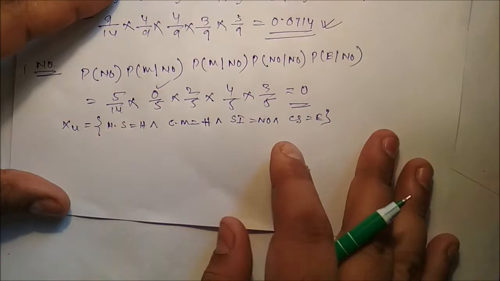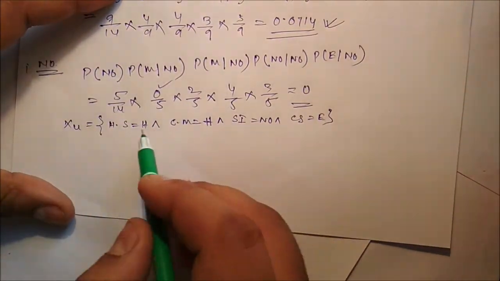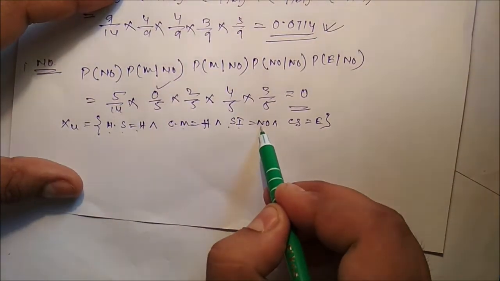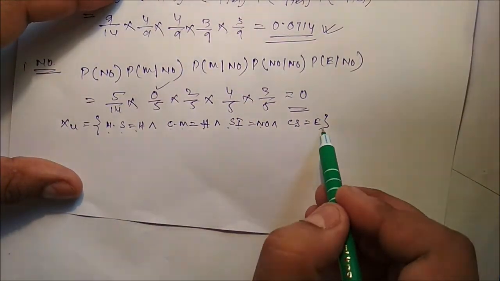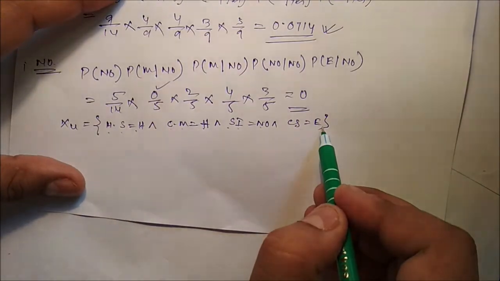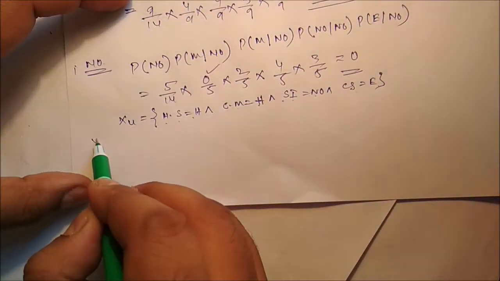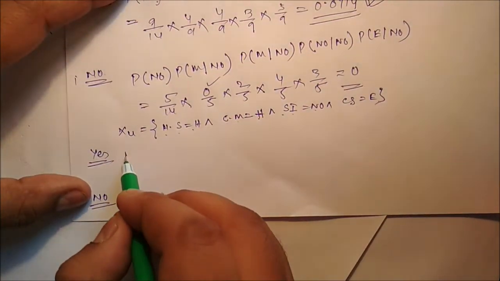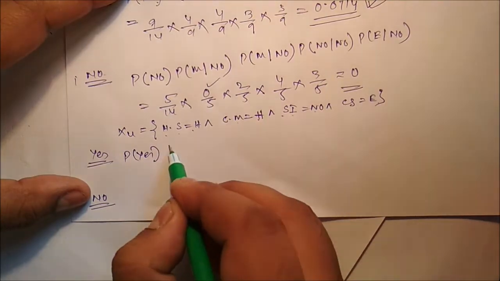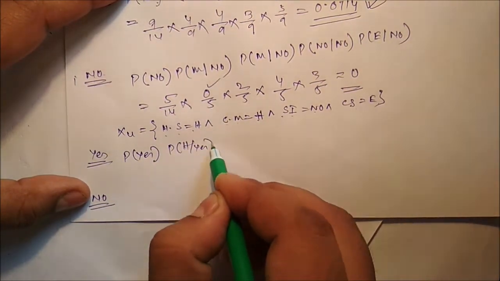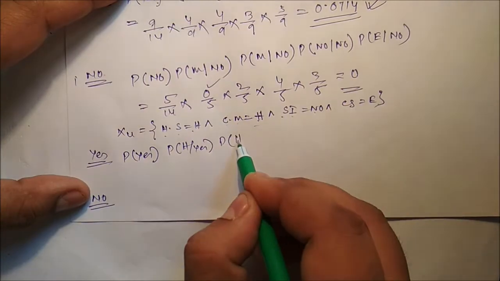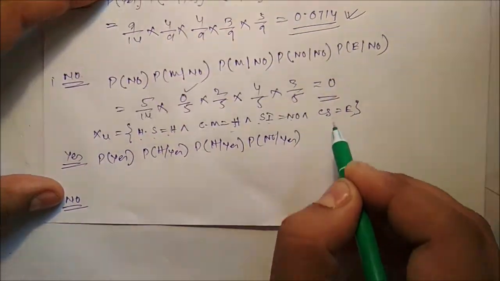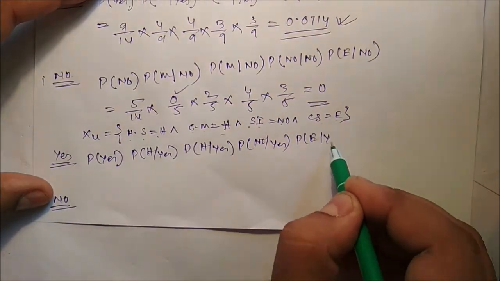Now in another example, suppose another unseen data is there where high school marks is high, college marks is high, sports interested no, and communication skill is excellent. We want to know the class level. So definitely we need to know for yes and for no. Probability of yes, probability of high given yes, then probability of high once again given yes, probability of no given yes, and probability of excellent given yes.